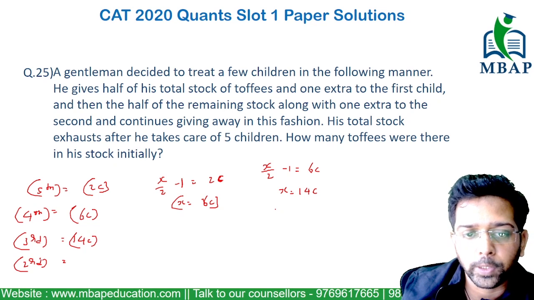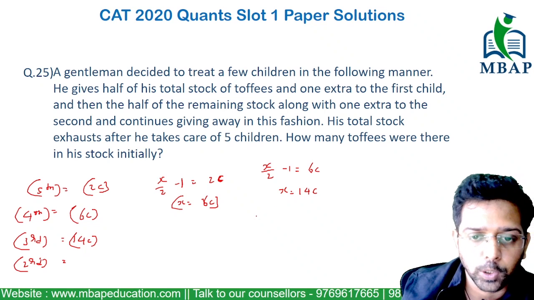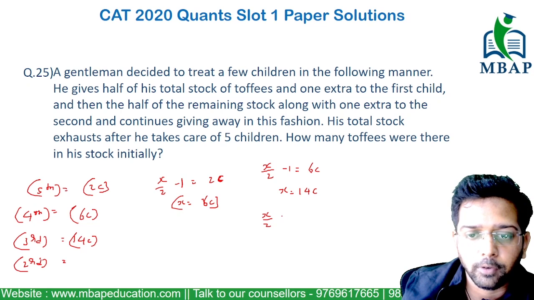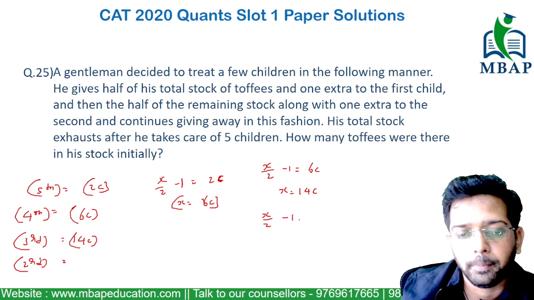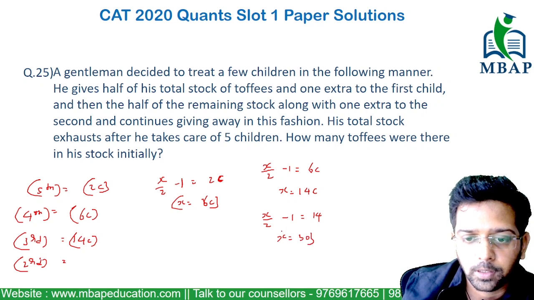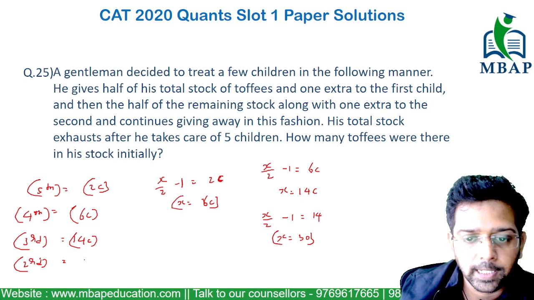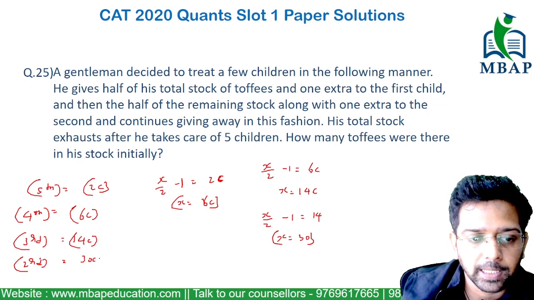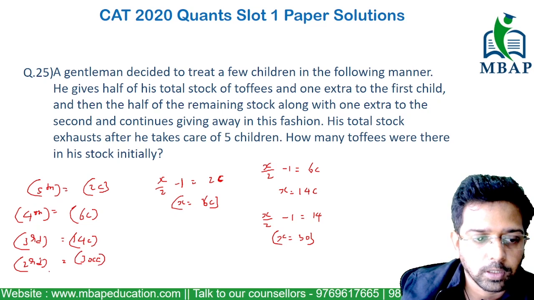Going above, the second child. The second child is also eating half of what is present plus 1. Left will be half of what he has minus 1, which will be 14. If you solve this, x will come out to be 30 chocolates. So the second child was presented with 30 chocolates.